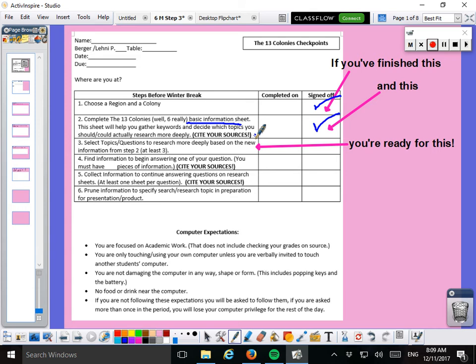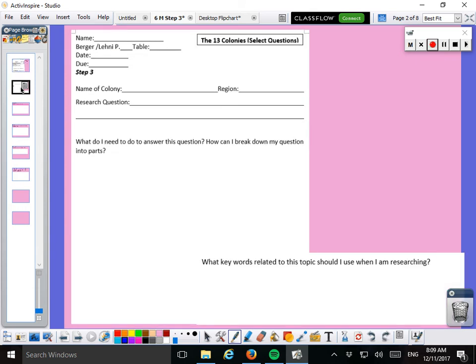Now, if you're ready for step number 3, you're going to be looking at a little half sheet of information. On that half sheet, you're going to add your name, the period, the table, today's date, and the due date. Realize that the due date is before winter break, and you are working on collecting this information for your colony. So we're going to use the example colony of Delaware, which is part of the middle colonies.